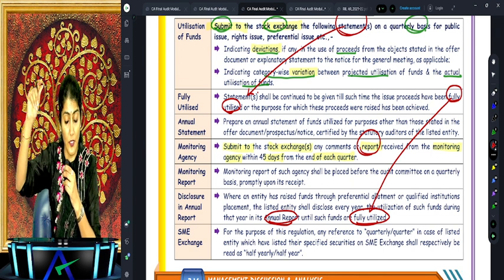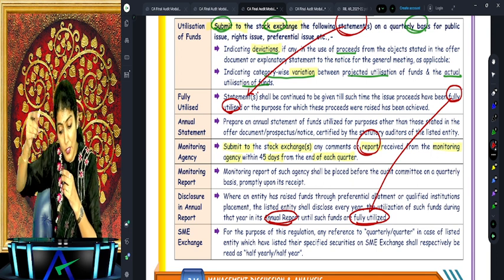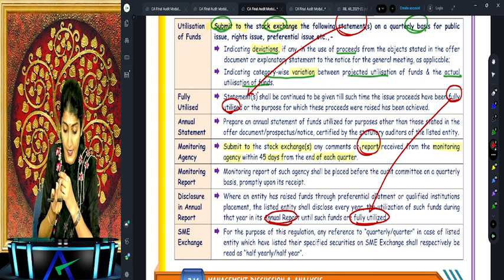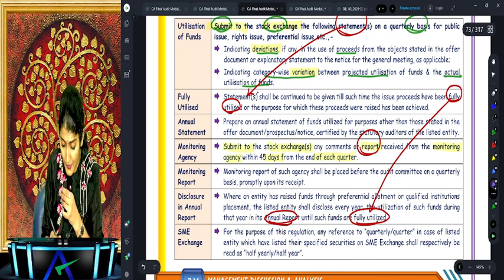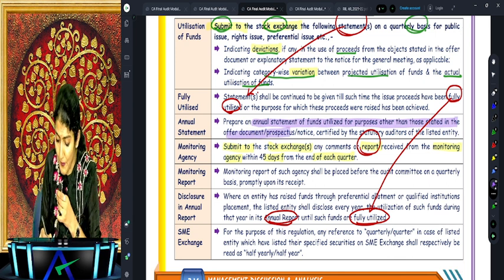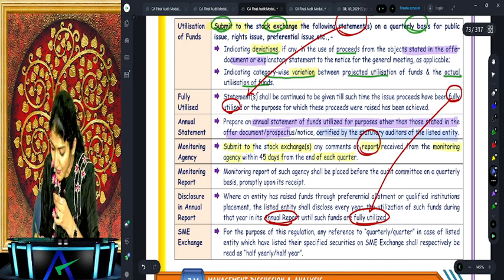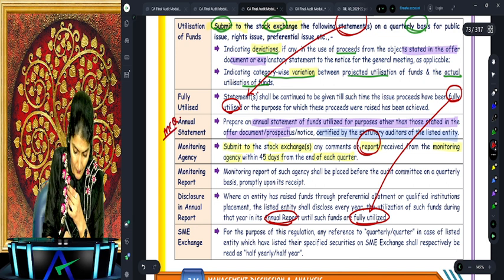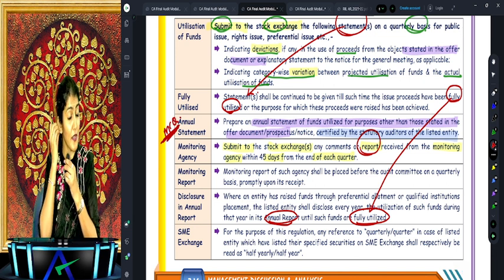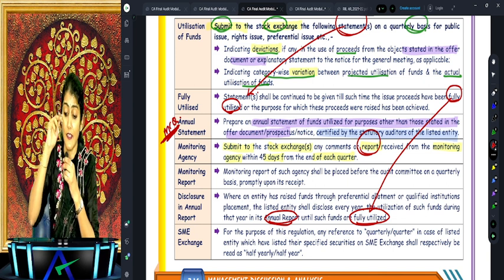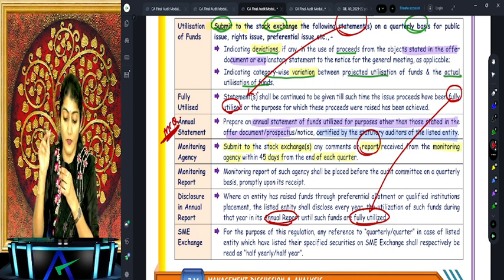So submit a statement to the stock exchange indicating the deviation and the variation. Then also submit to the stock exchange any comments or reports which have been received from the monitoring agency. Are you understanding that? Then it says the annual statement of funds which have been utilized for purposes other than those stated in the offer document, and are being used for purposes other than those stated in the offer document, has to be certified by the statutory auditor of the listed entity, MCQ. Who needs to certify that? It needs to be certified by the statutory auditors of the listed entity.